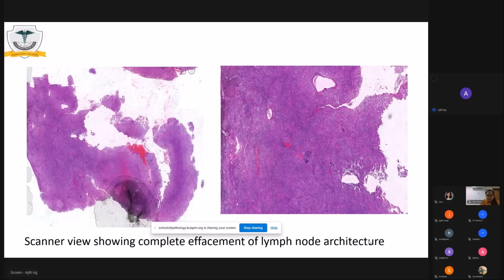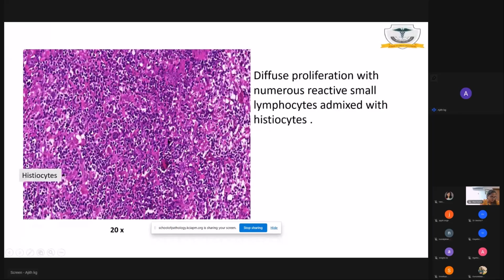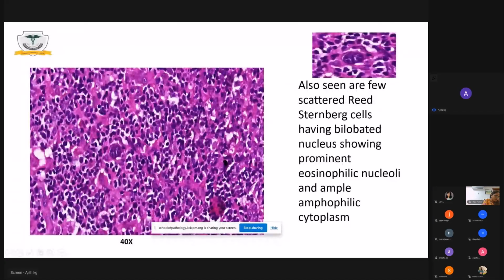This is under a scanner view, showing a complete effacement of the lymph node architecture, and there is no capsule. Under 20x, you can see a diffuse proliferation of small lymphocytes, with reactive small lymphocytes mixed with some histiocytes. Under 40x, you can see a few scattered Reed-Sternberg cells having a bilobed nucleus, showing a prominent eosinophilic nucleolus and an ample amount of amphophilic cytoplasm.